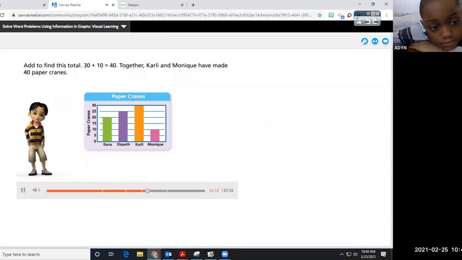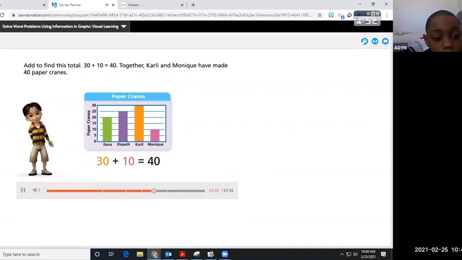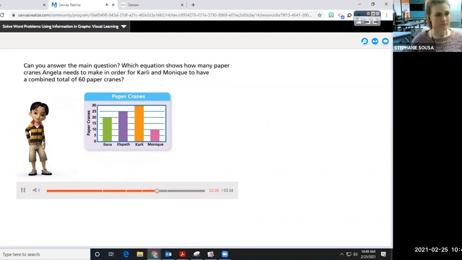Add to find this total. 30 plus 10 equals 40. Together, Carly and Monique have made 40 paper cranes. Remember, you still need to answer the main question. Thank you, tiny dude. Can you answer the main question?